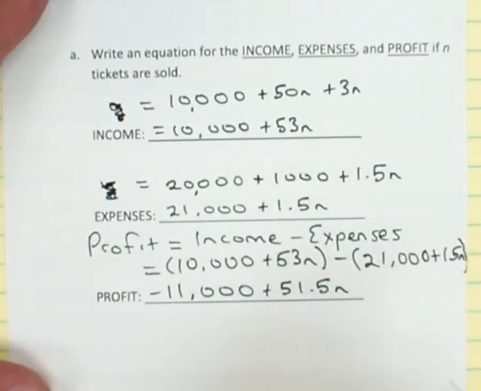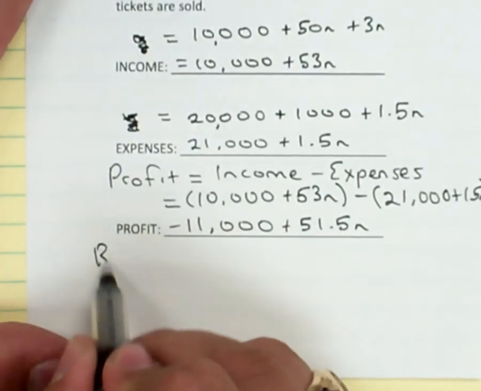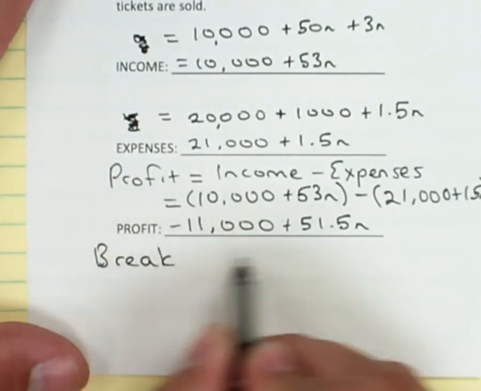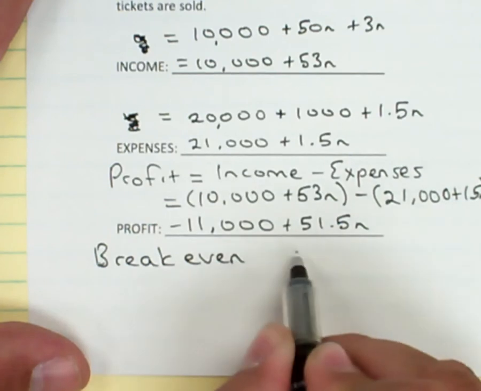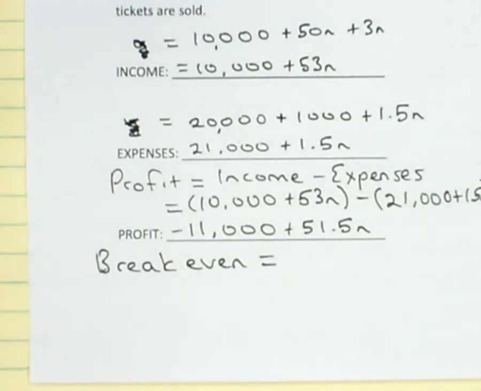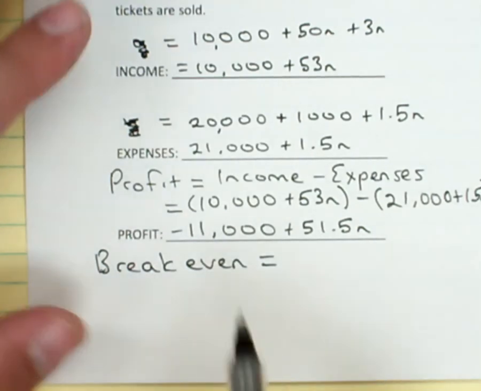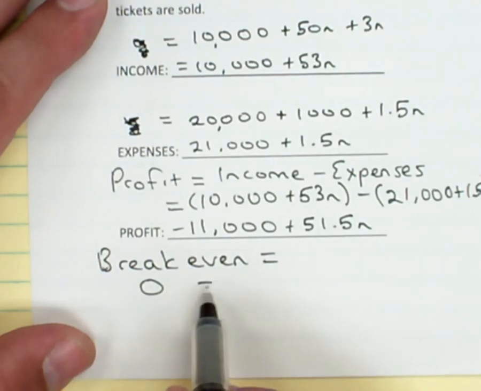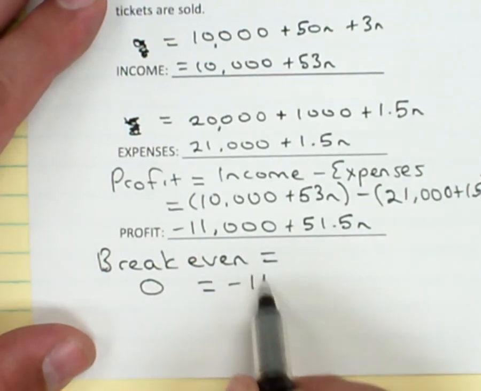Now, let's say I take this a few steps further. How many tickets am I going to have to sell just to break even? How would I figure that out? You have to solve for n. So what do I have to plug in for my profit? Our profit would be what if I'm breaking even? 0. Okay, so 0 equals my profit equation.